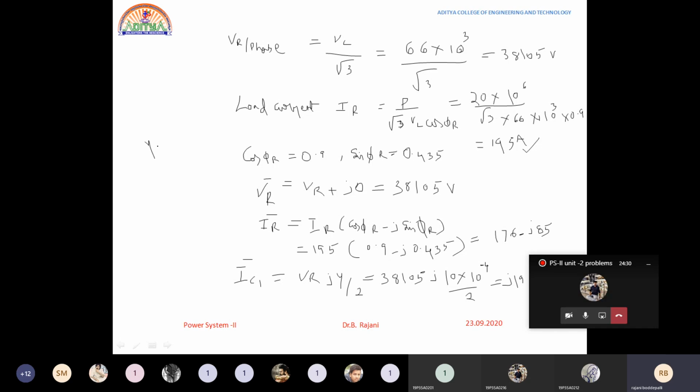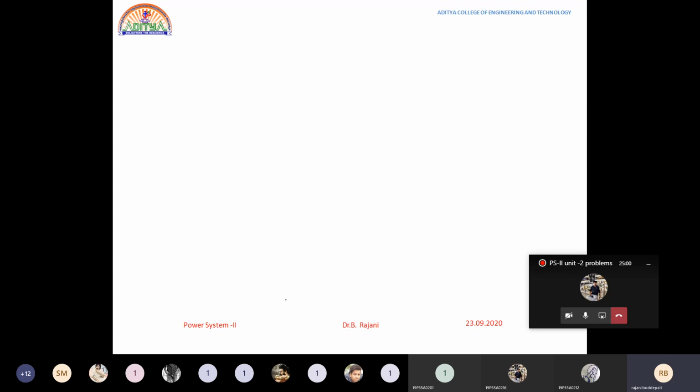In Y is equal to G plus JB, G is the conductance and B is the susceptance. Every time we are getting this value, so here we are getting J19. That is why in the data he had given you the susceptance value, which is nothing but the B value, the reactive value. This is how you need to find the IC1. Now let us calculate what else we need to find.